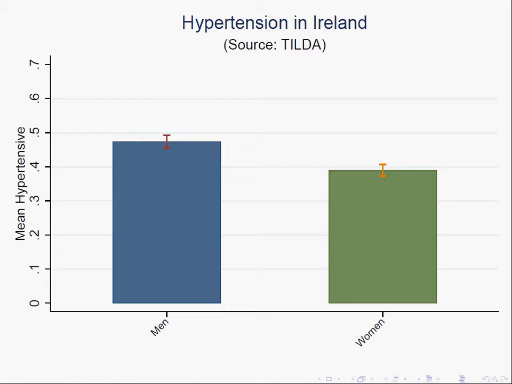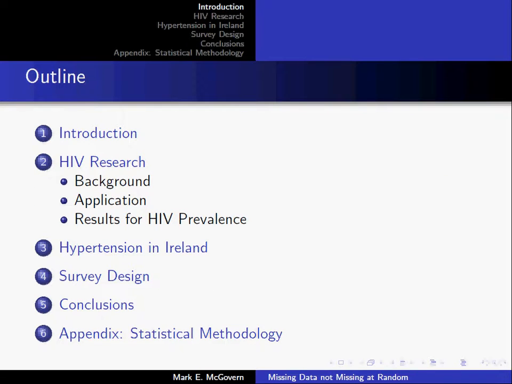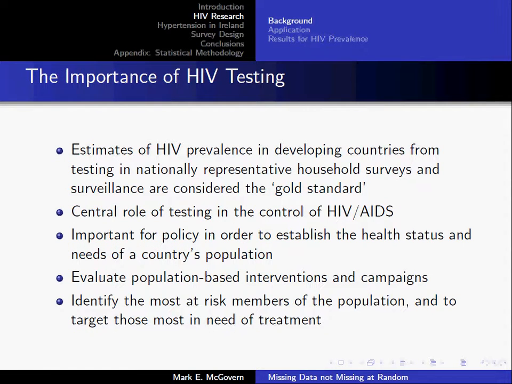Alright, so now let me get into talking about this issue of missing data in HIV research in more detail. The first thing to say is that these estimates of HIV prevalence are extremely important from a policy perspective. So testing is really at the cornerstone of efforts to control the epidemic. So for example, if we want to know about the health status of a country's population, the health needs of a country's population, where to devote resources to, we need to know where HIV prevalence is and how it changes. Also, if we want to evaluate an intervention to reduce the transmission of HIV, we need to have accurate estimates of HIV prevalence before and after.